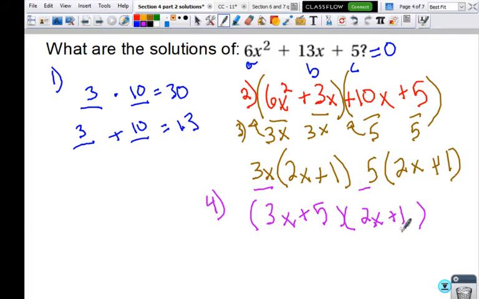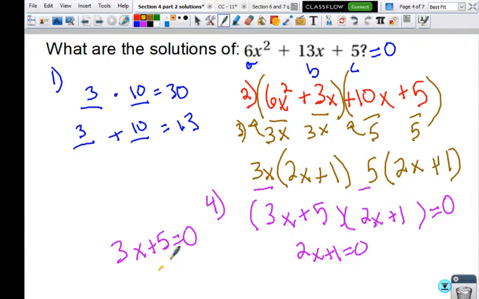What am I doing next? Solving your two answers. Don't forget, put your equals 0 back on the end. We'll go 3x plus 5 equals 0, and I got 2x plus 1 equals 0. If we are going to solve for the first one, what's the first thing I do? Subtract 5. And we get 3x equals -5. What's next? Divide by 3.